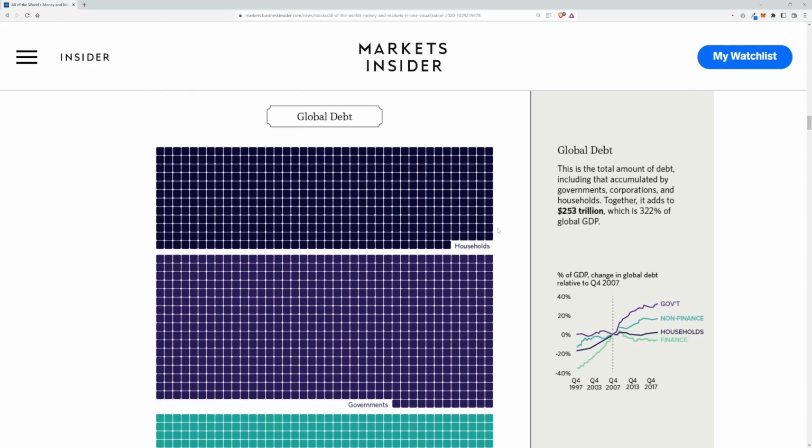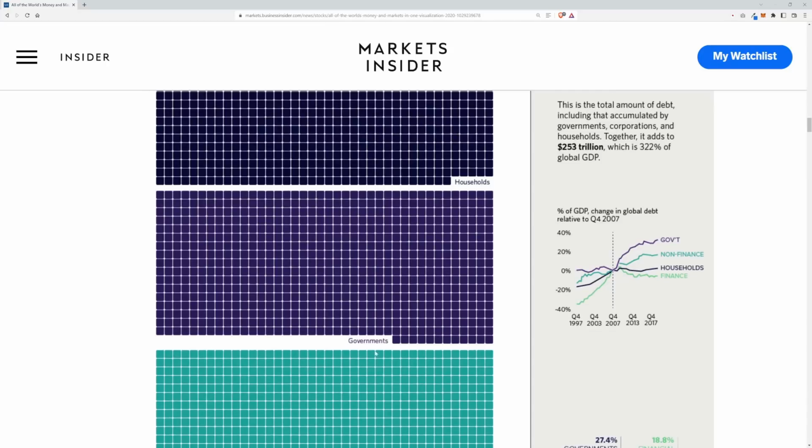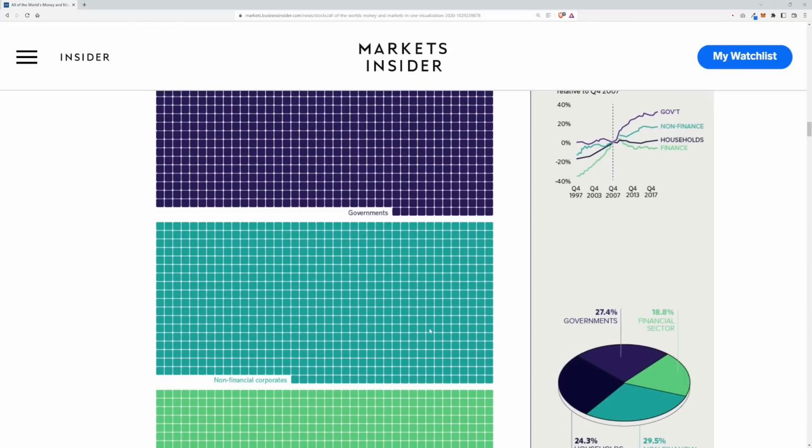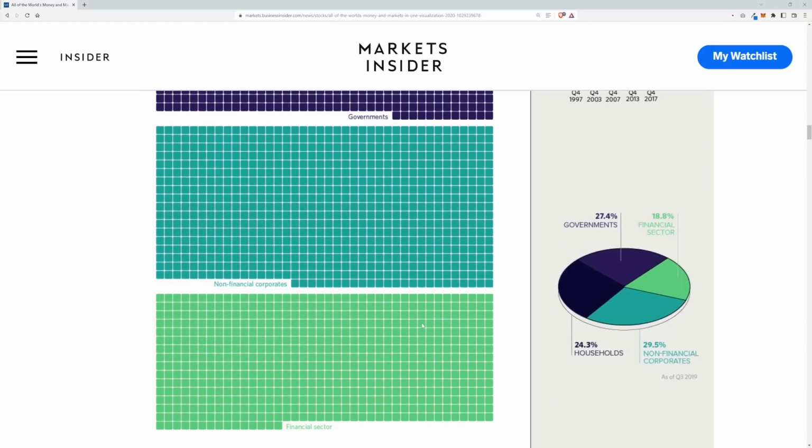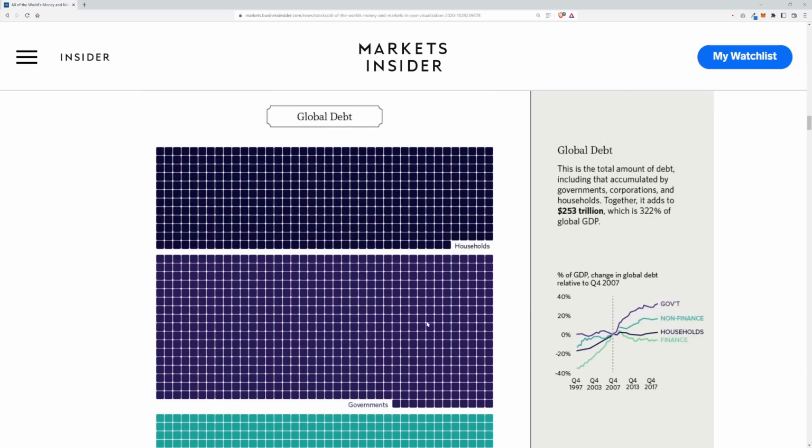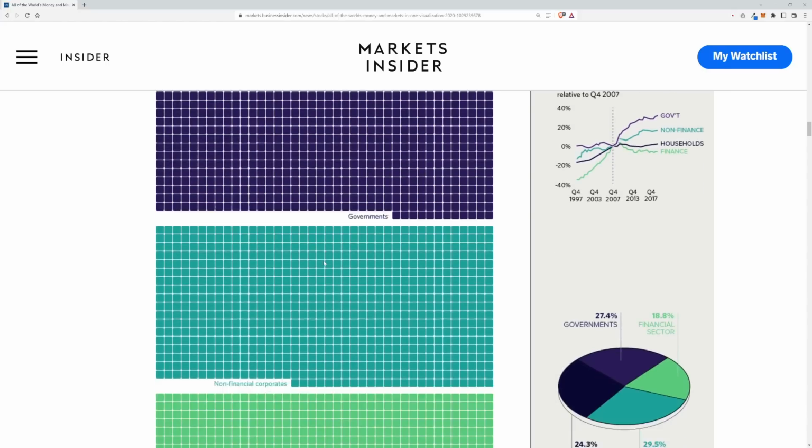Now, global debt, this is crazy. So this is household, this first one up here, and you can see it's in the multiple trillions. And then government debt over here. And then down here, we got non-financial corporate debt and financial sector debt. Now, they're estimating $253 trillion, which is 322% of the global GDP as debt.